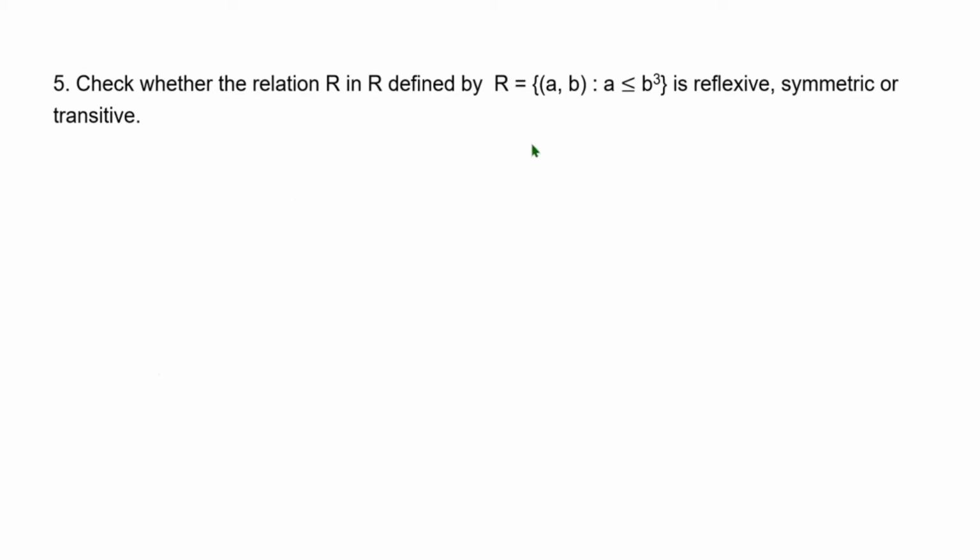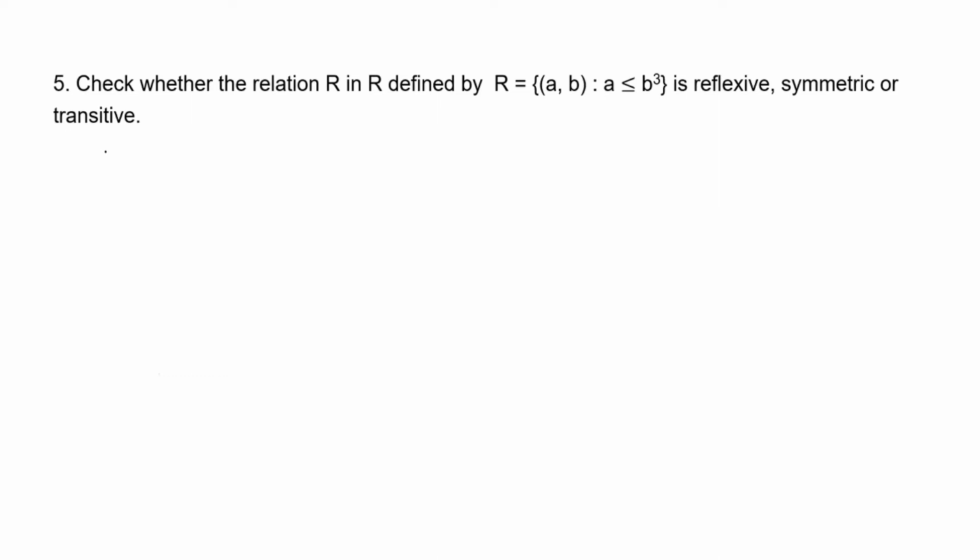So we have to check whether this relation in the set of all real numbers is reflexive, symmetric or transitive. This R represents real numbers and this R represents the relation. The relation is given by the set of all ordered pairs (a, b) such that a is less than or equal to b cube. So first, let us see whether R is reflexive or not.